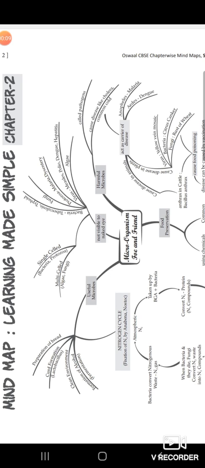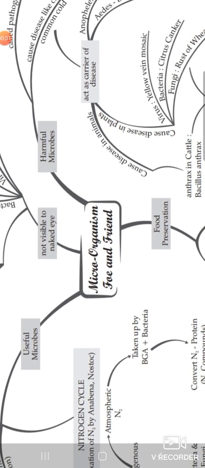Okay, dear students, previously I gave you the mind map of chapter number 1, that is crop production and management. I hope that you people are now clear with that whole chapter, the topics of that particular chapter, and what are the subtopics present inside the main topics. Okay, today I'm going to give you the mind map of chapter number 2, dear students, that is microorganisms, foe and friend.